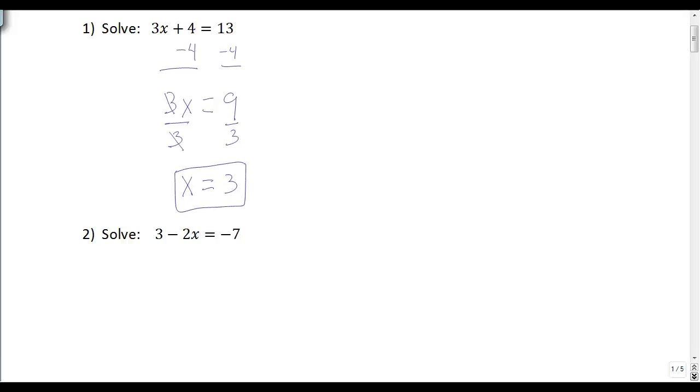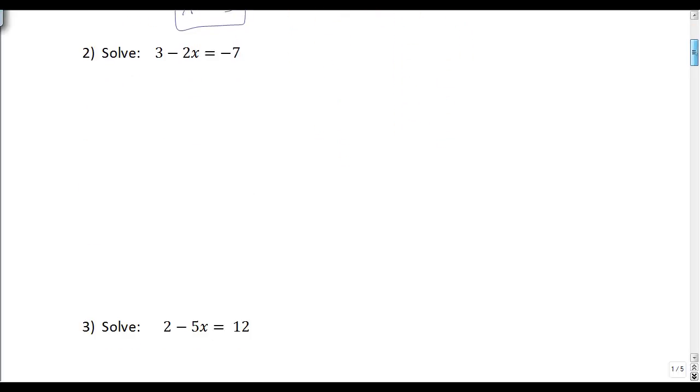You can check this if you'd like. You can just plug 3 back into the original equation. So 3 times 3, here I'm putting a 3 where the x is, because our solution was x equals 3, plus 4. I need to multiply first. That's 9 plus 4. 9 plus 4, that gives me the 13. And that checks out. So we know our answer is correct.